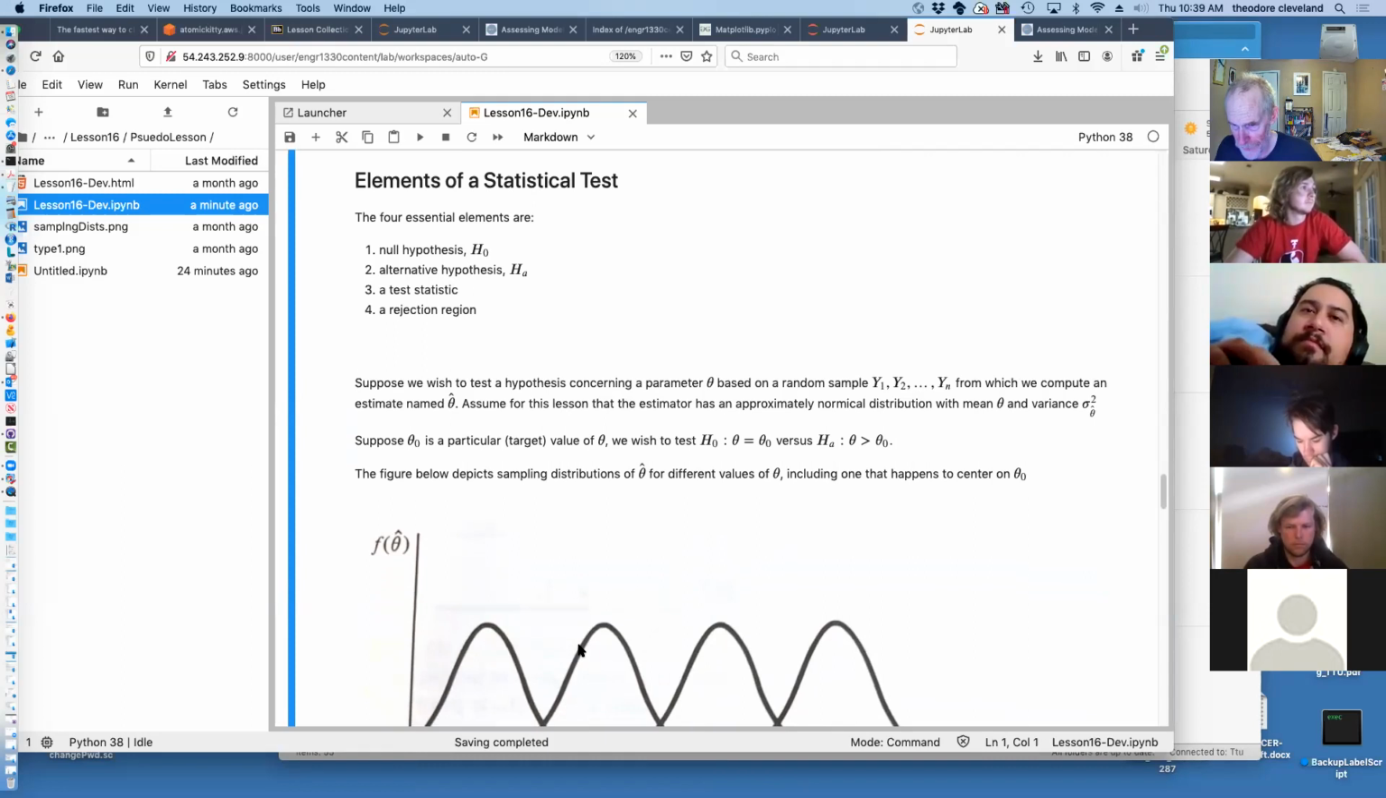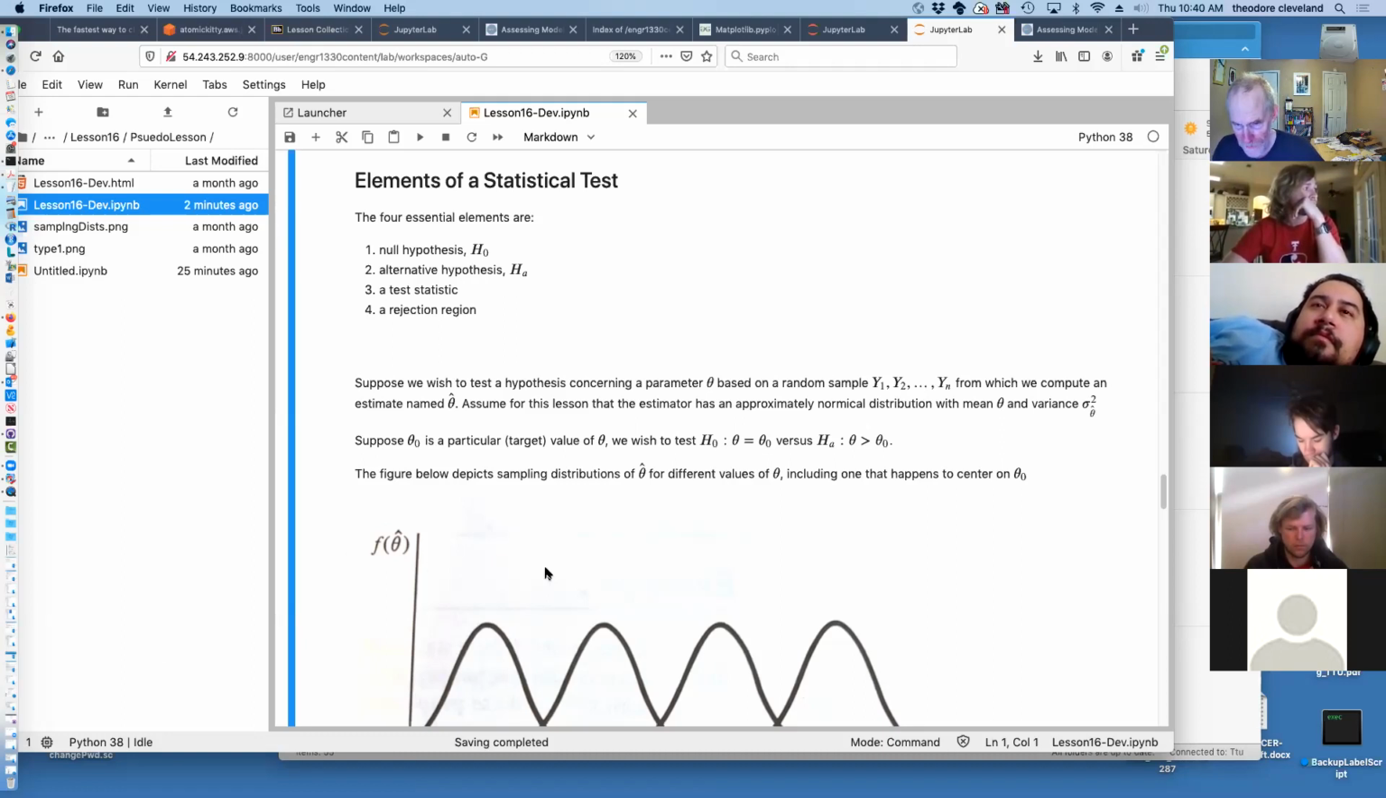So let's suppose we wish to test a hypothesis concerning some parameter theta. In our prior example, theta was the distance between the proportion in the observations and the proportion in the data model. And we have a random sample, y1, y2, all the way up to yn, from which we compute an estimate of theta, which is called theta hat. So we have a parameter that comes from the population. We may not know the value of that parameter, but we can estimate its value from a sample, and that estimate is usually given the same name, with a little triangular hat on top of it. We'll assume for the sake of this discussion that the estimator has an approximately normal distribution, and that distribution has mean theta and variance sigma squared of theta hat.